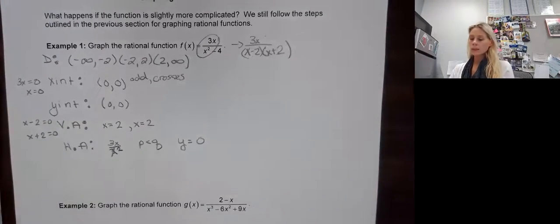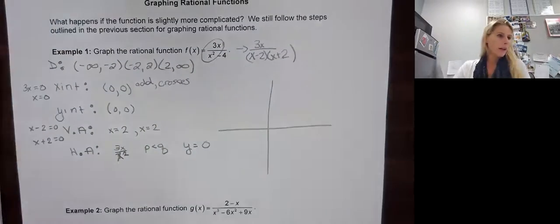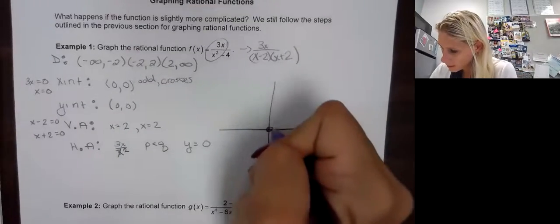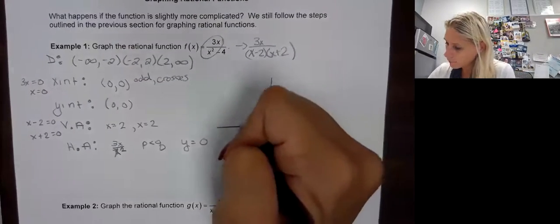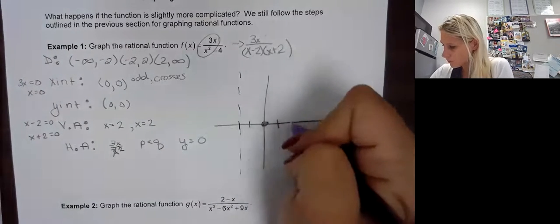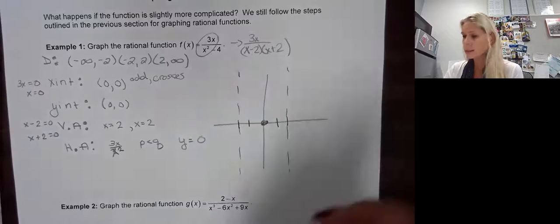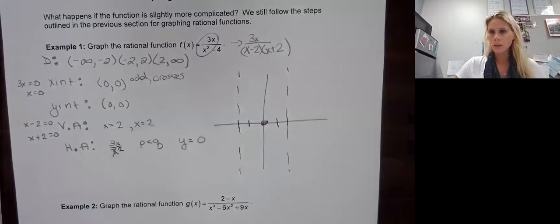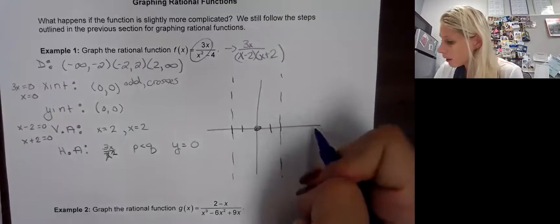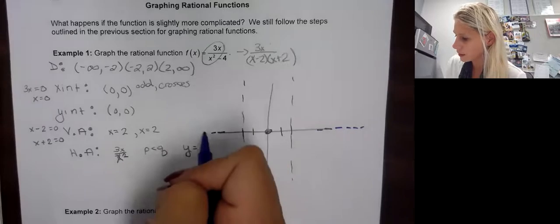Right now, this is where I'm going to start lining things up. All right, let's put in our y and x intercept. We put in our vertical asymptotes at negative 2 and 2. And with horizontal asymptotes, let me get a marker for this so you guys can see it. The horizontal asymptote, I'm not going to put in the middle. I put it at the end because that's where the end behavior is going.